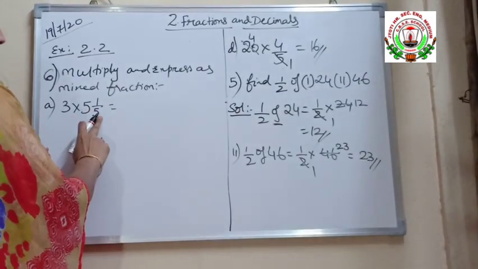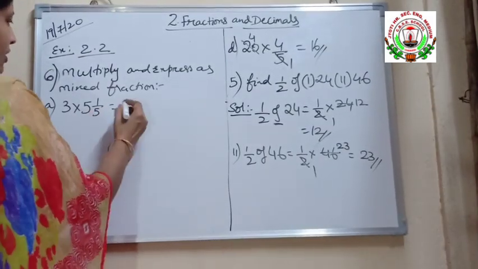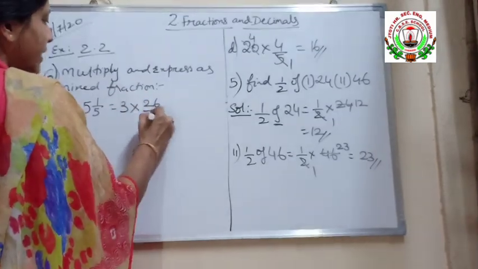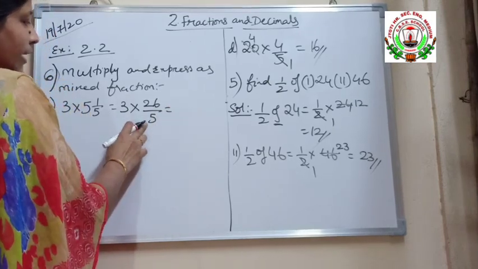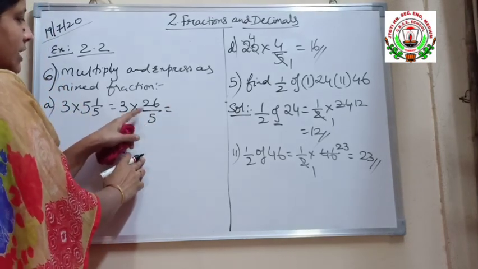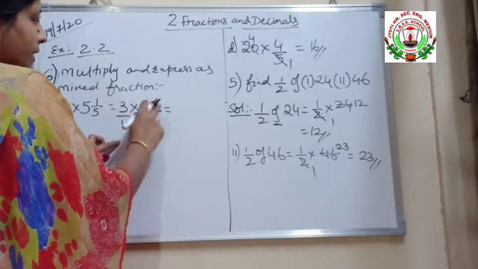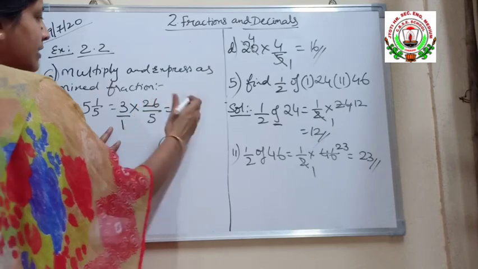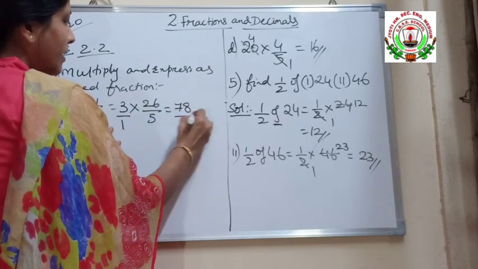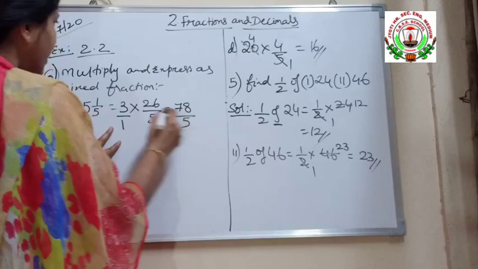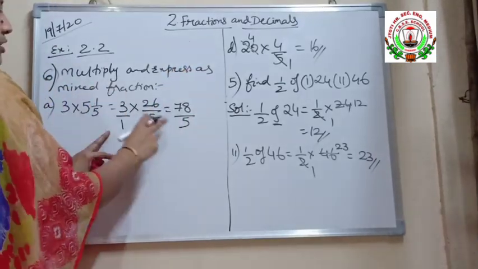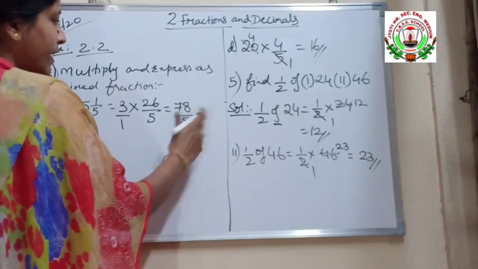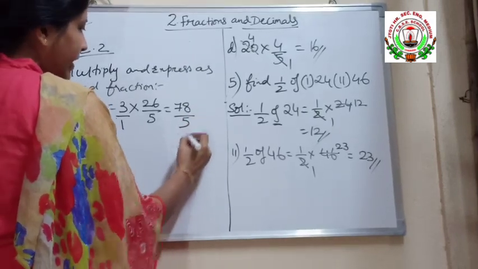So I am changing this mixed fraction into improper fraction. 5 5s are 25 plus 1, 26 by 5. There is nothing to cancel it or cross multiply. So that's why we can directly multiply the numerators and the denominators. So 3 into 26, it is 78 by 5, and express as mixed fraction. They have asked to express this improper fraction into mixed fraction. So 78 divided by 5.